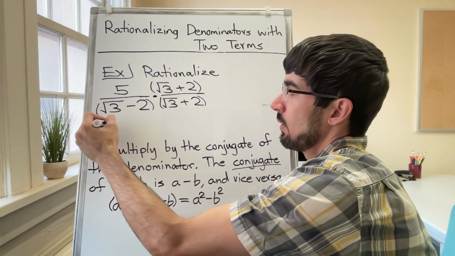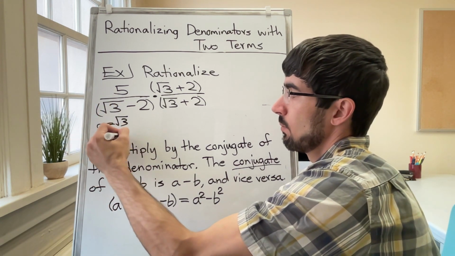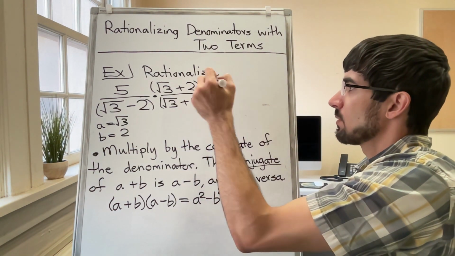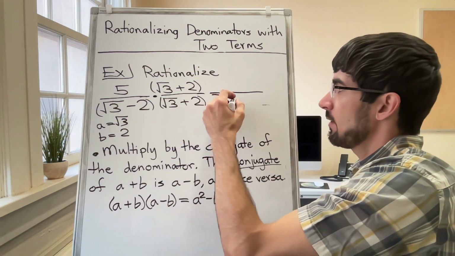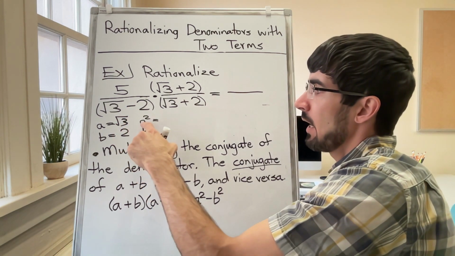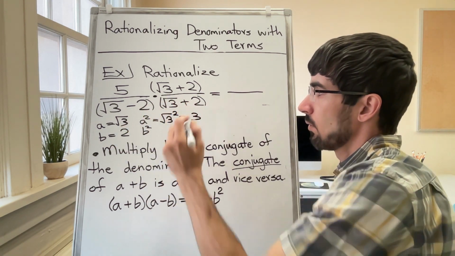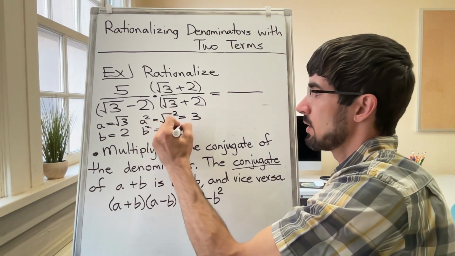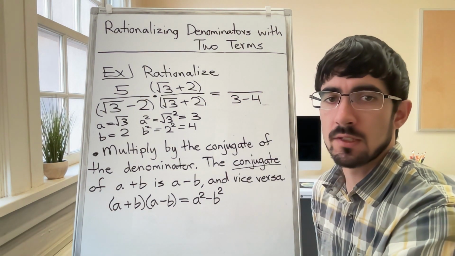So in the example we did here, my first term a is square root of 3. My second term b is 2. And so the final result of multiplying root 3 minus 2 times root 3 plus 2 should be a squared minus b squared. What's a squared minus b squared? Let's figure that out. A squared is root 3 squared, which is equal to 3. B squared is 2 squared, which is equal to 4. And so the final result here should be 3 minus 4 in the denominator.